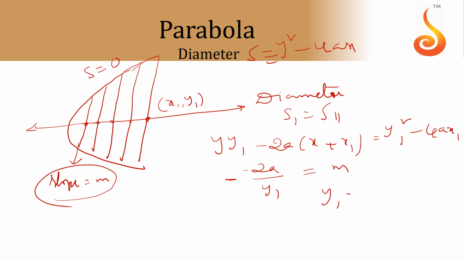Now y1 equal to some constant. So what is the locus? y equals some constant, which is always parallel to the axis of the parabola. So all the diameters in the parabola are parallel to the axis. So the center does not exist for the parabola.